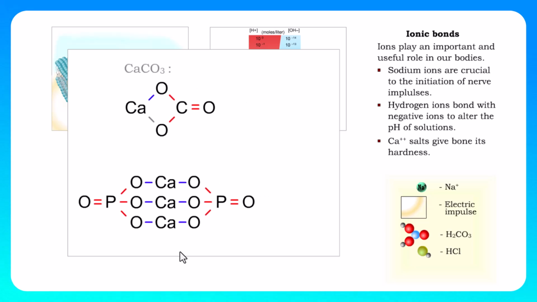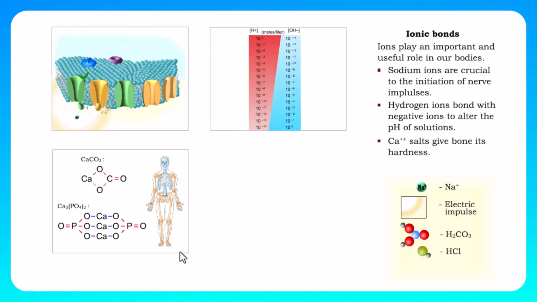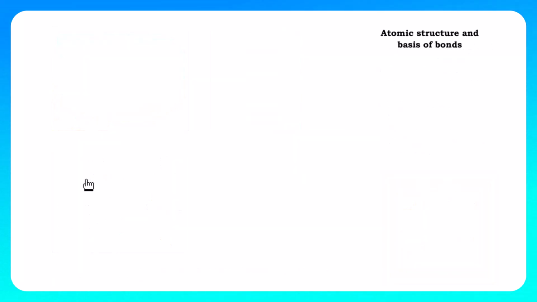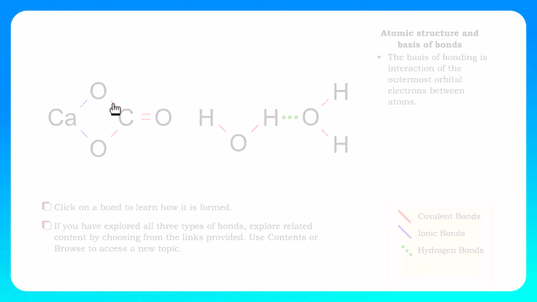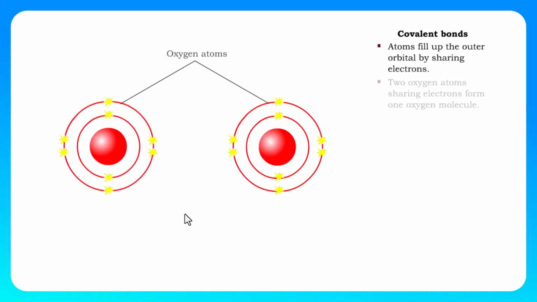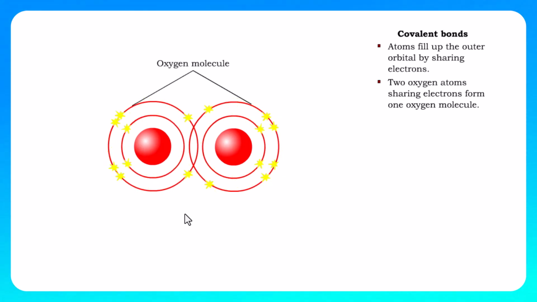We'll now explore the covalent bonds. Covalent bonds are created when two atoms share electrons in the outermost orbital. The oxygen molecule is formed by the sharing of electrons between two oxygen atoms. Both of the original oxygen atoms share the electrons.